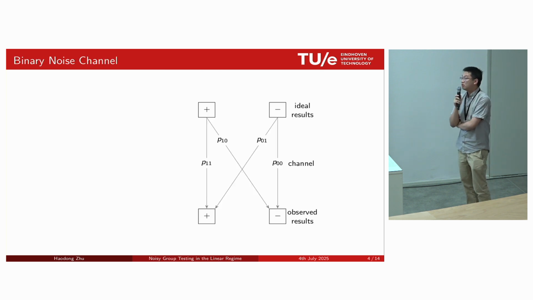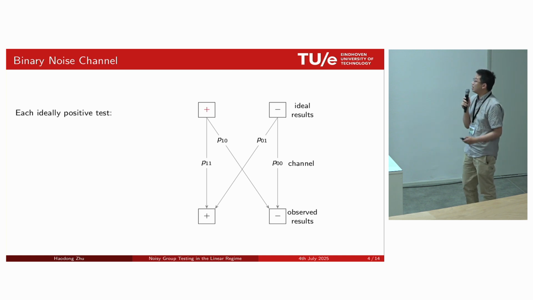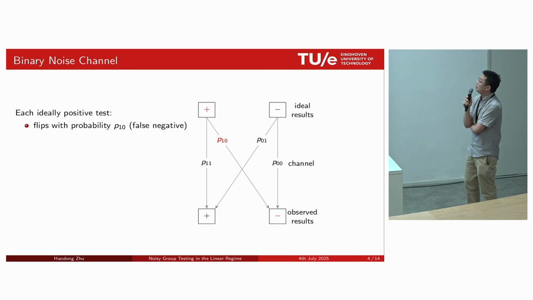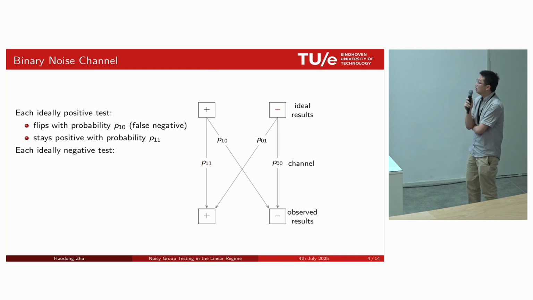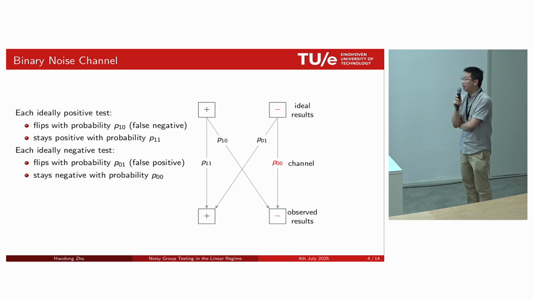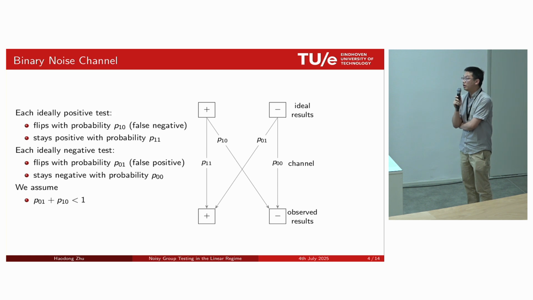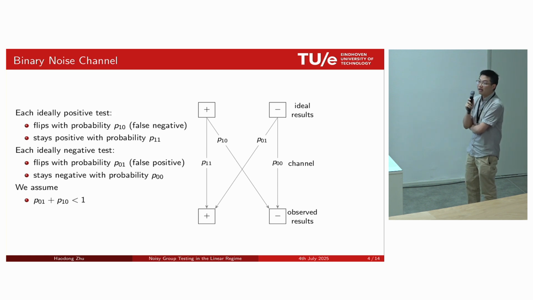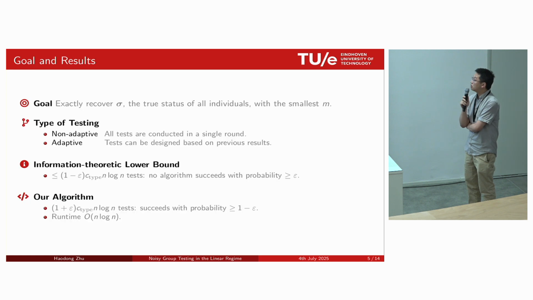And we model this noise in the real world by a binary noise channel. In this noise channel, each ideally positive test will flip with probability P10, and will stay positive with probability P11. Likewise, each ideally negative test will flip with probability P01 and stay negative with probability P00. We assume that P01 plus P10 is less than 1, such that the noise does not dominate the channel, and we assume that all test flips are independent.